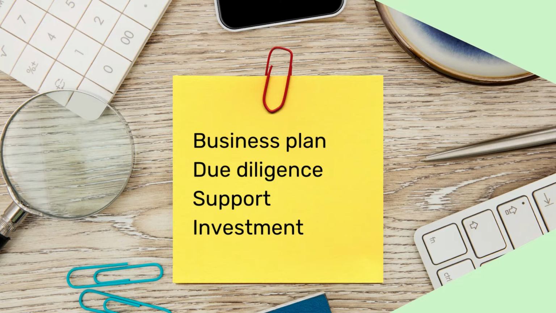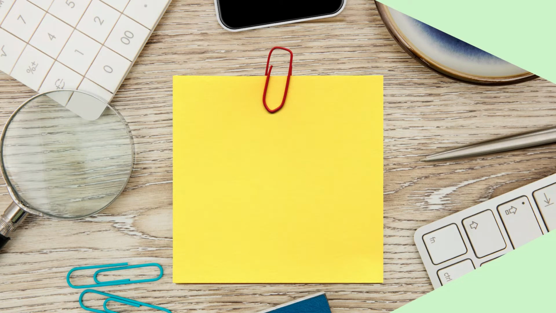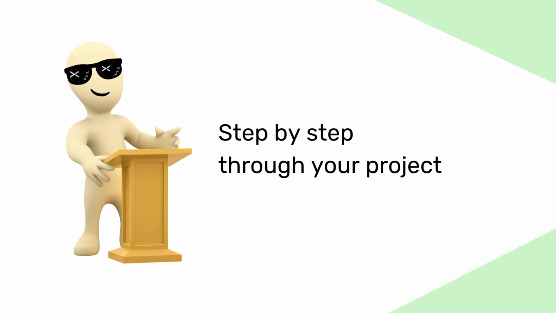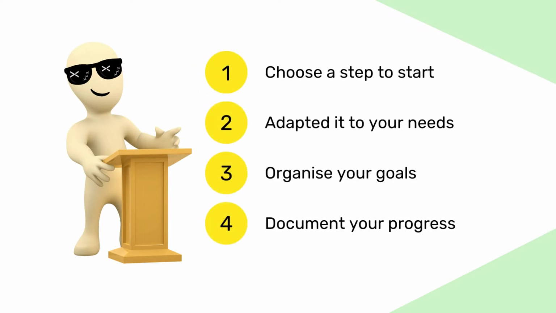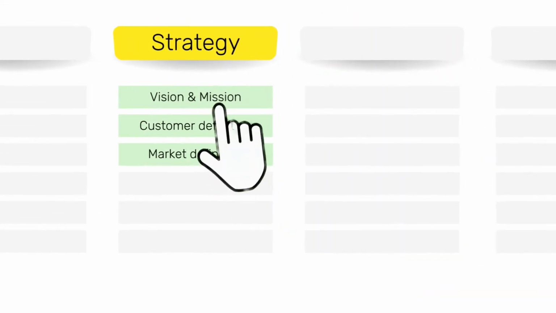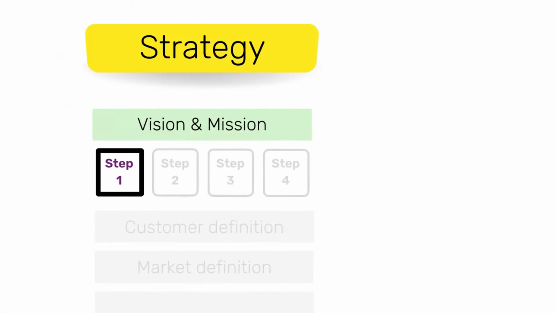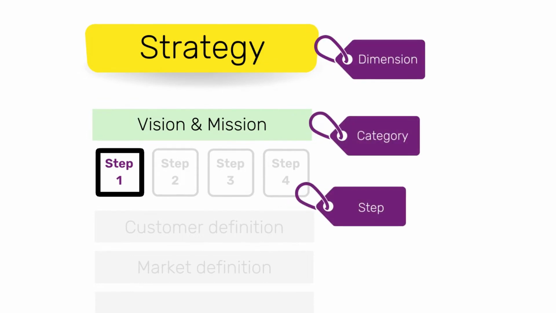You might not be able to do everything by yourself, and you're not supposed to, so you might need support, and you need to know where you can use this help the best way. The support can be mentorship, services, network connections, or financial investment. Let me guide you step by step through operating your project. First, choose a step to start, then adapt it to your needs, organize your goals, and document your progress. When zooming into a category or accessing it in the Navigator, you find 4 sub-steps per category.